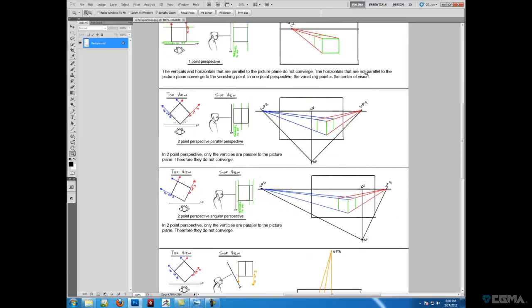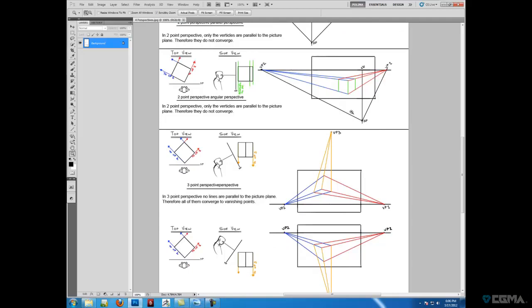The other example of a two-point perspective is angular perspective. Now, the vanishing points are still 90 degrees apart, however, they are not equidistant from the center of vision. The fourth type of perspective, and I apologize for this little error here.